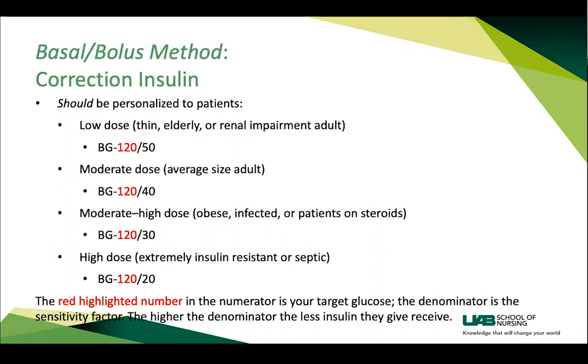So remember that the correction scale is used in conjunction with mealtime insulin, typically, if the patient is eating, and it is dosed according to various factors influencing sensitivity. You do see the formula at the bottom, and I state that the red highlighted number is the numerator, and that's your target glucose. And the denominator is the sensitivity factor. The higher the denominator, the less insulin that the patient will actually receive.